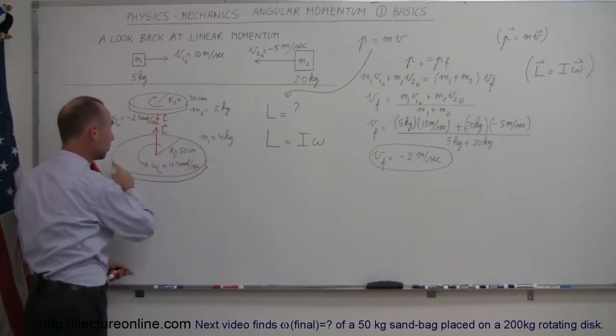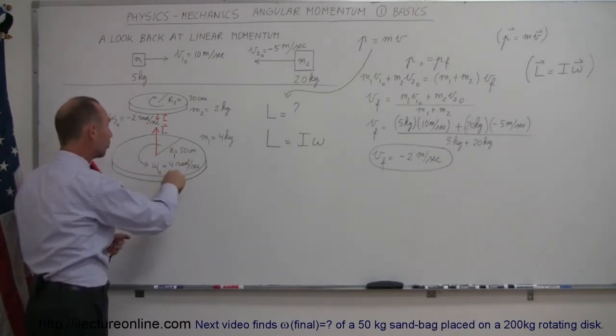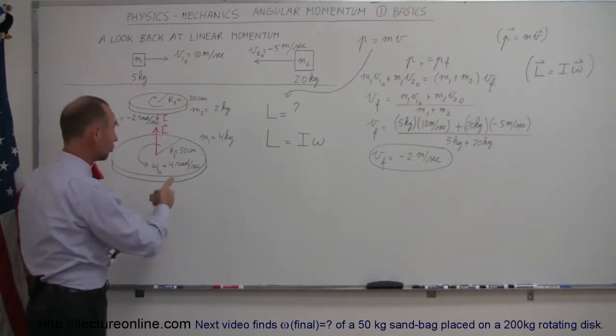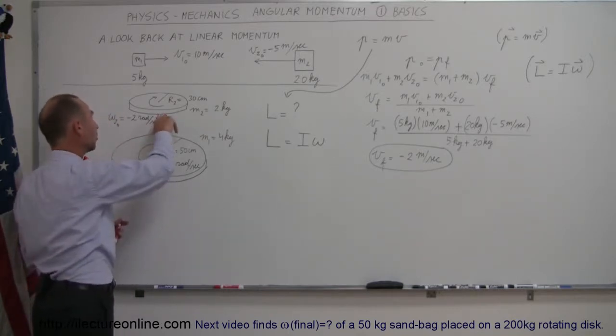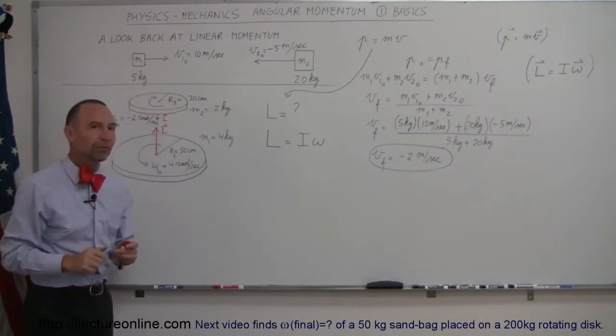Now you see this is a much bigger disk, so it has a bigger moment of inertia, and it's rotating faster than this disk right there, so you expect a larger angular momentum vector. And this disk is smaller and rotating slower, so expect a smaller angular momentum vector.